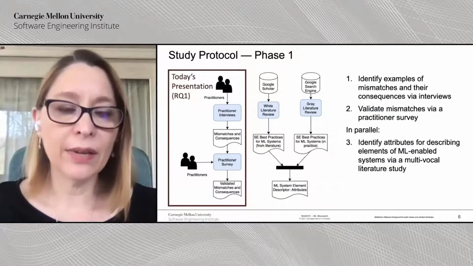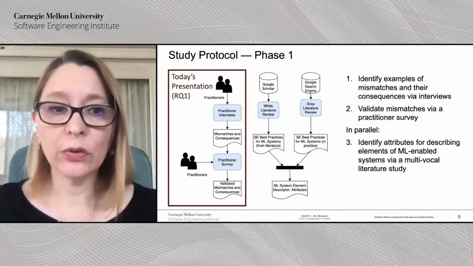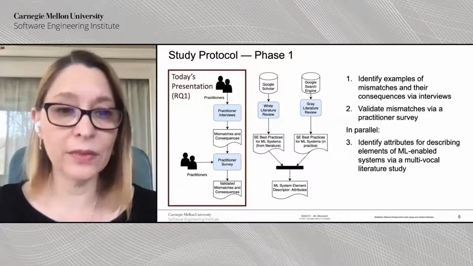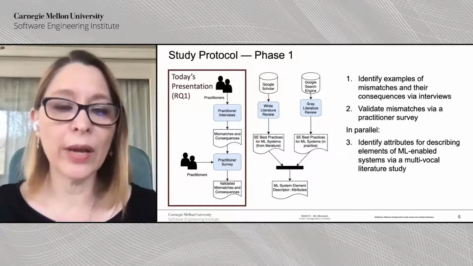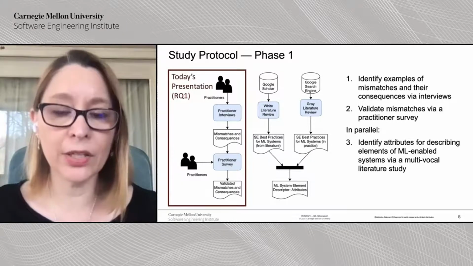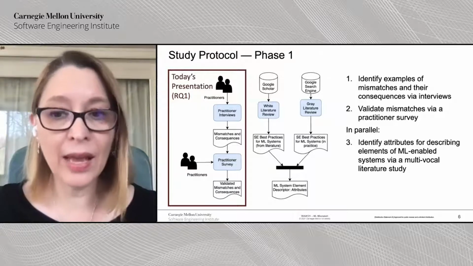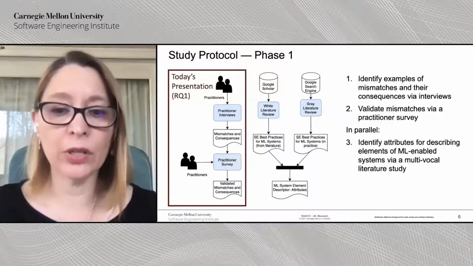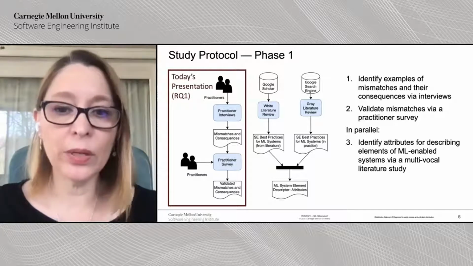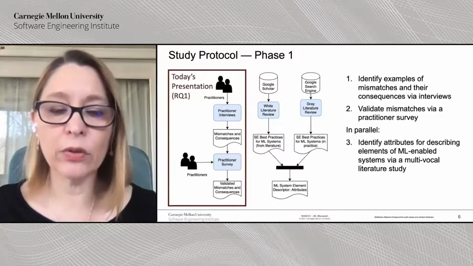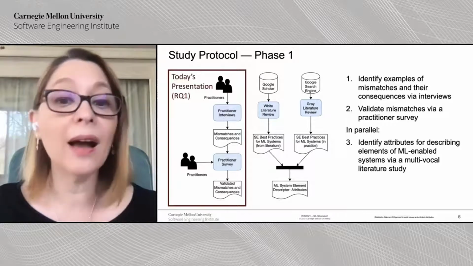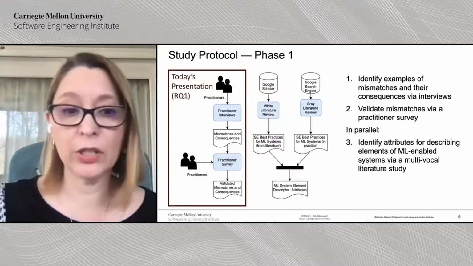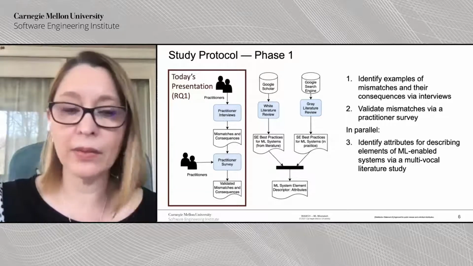In order to do that, we divided our study into two phases. In phase one, and I'm going to talk about a part of phase one today, to answer RQ1 about what are common mismatches, we identified examples of mismatches and their consequences via interviews, and then we validated these mismatches via a practitioner survey. In parallel, we did a multivocal literature study to understand those best practices from machine learning systems, in particular as it refers to documentation and information that should have been shared. Again, today I'm going to talk only about the left side of this diagram.